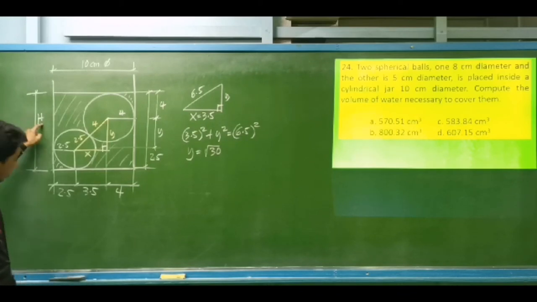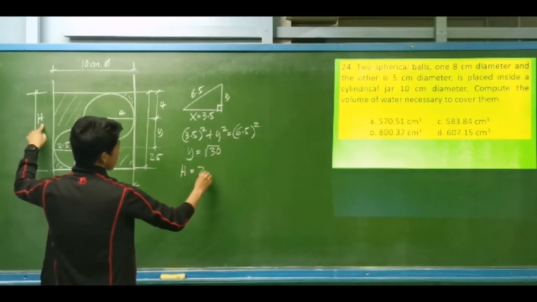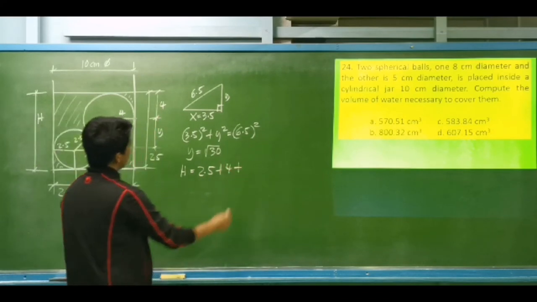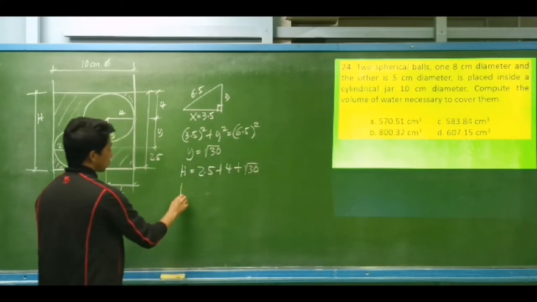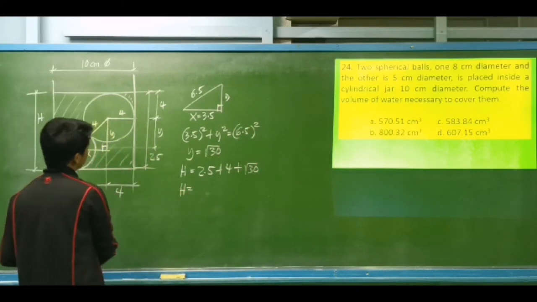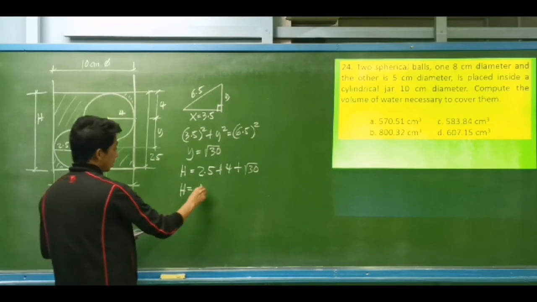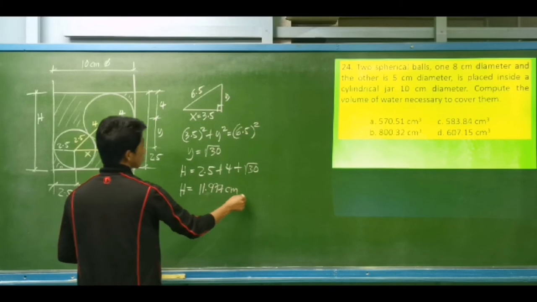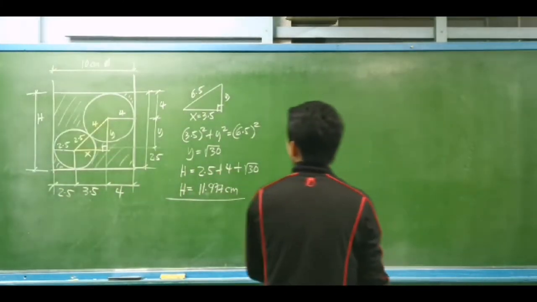So therefore, ano na yung equivalent total height na malalagyan ng tubig? H is equal to 2.5 plus 4 plus yung y, which is the square root of 30. So this will be the total height of water. We have 2.5 plus 4 plus the square root of 30 is equal to 11.977 centimeters. Okay, balikan natin yung general equation natin kanina.